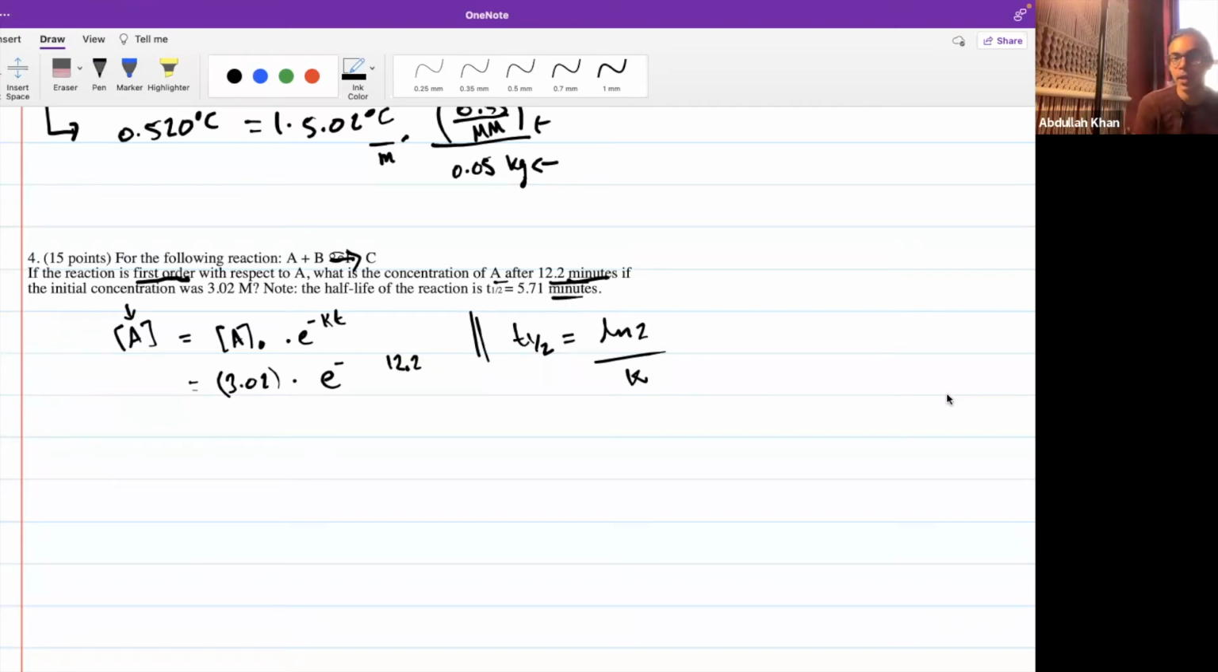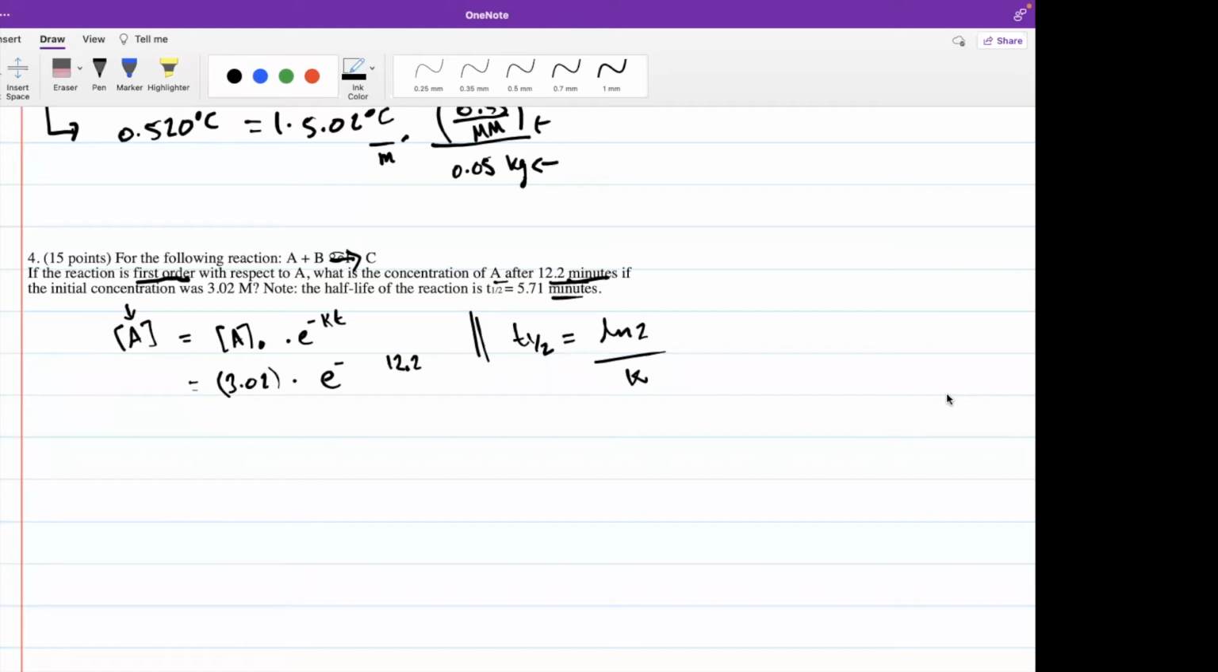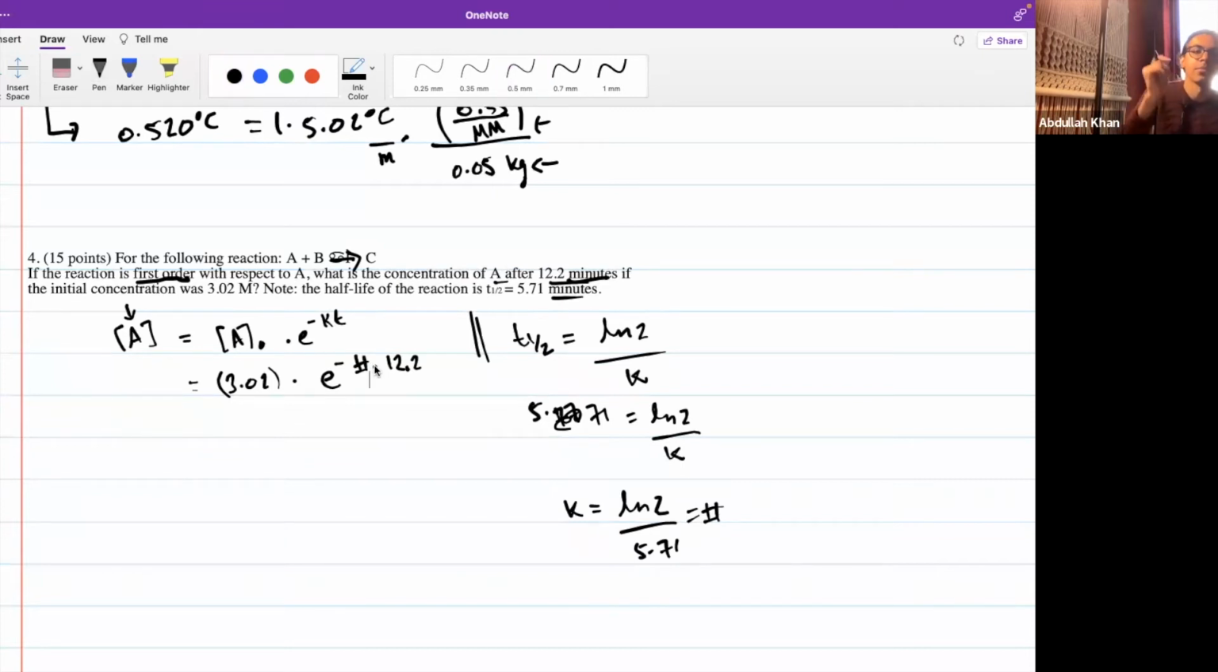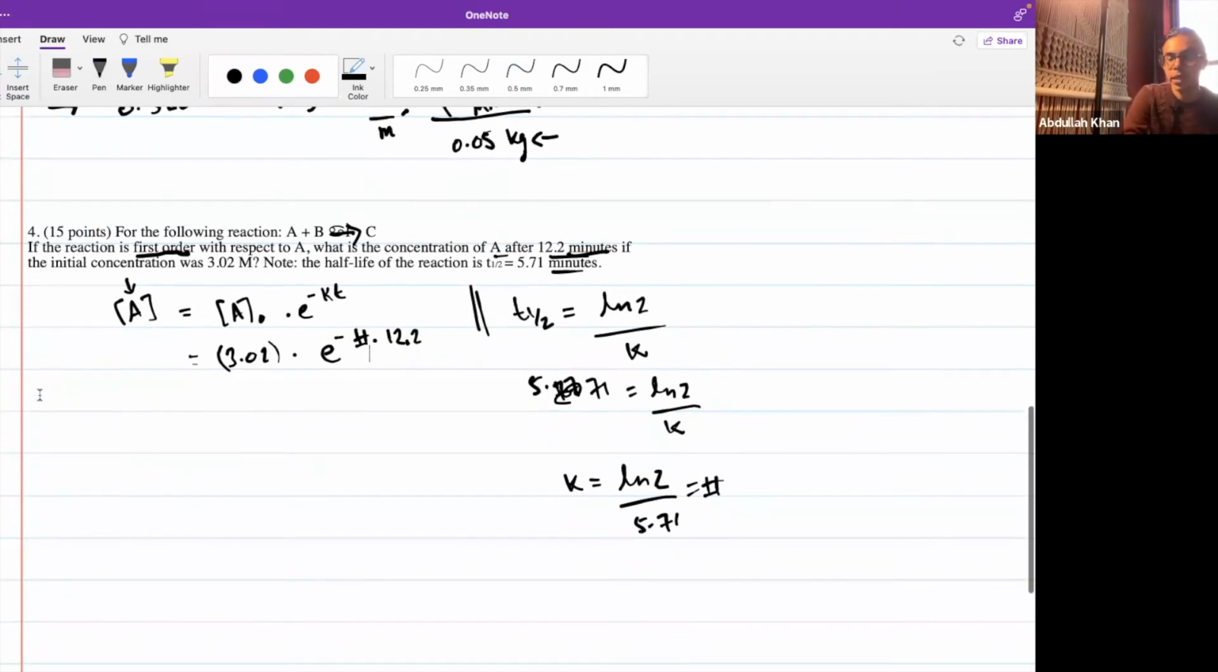How do you figure out k? Plug in 5.71 for t of 1/2. Awesome. We know half-life, 5.71 equals ln2 divided by k. Yep, solve for k, ln2 divided by 5.71, which is some number. And that number goes up there and you're done. Great. Easy enough.